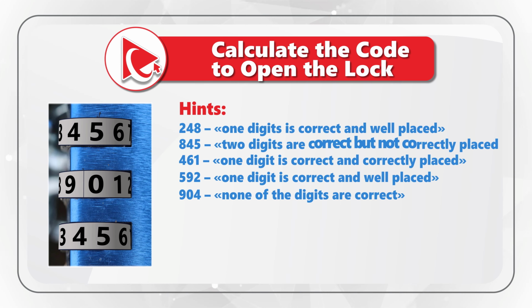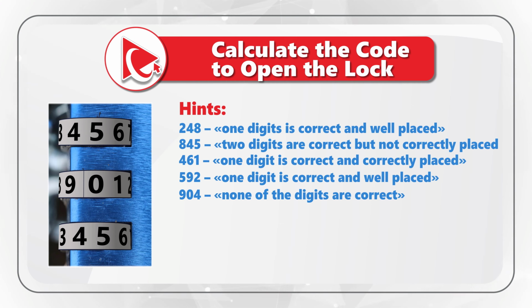In the digits 8, 4, 5, two digits are correct but not correctly placed. In the digits 4, 6, 1, only one digit is correct and it is correctly placed. In the digits 5, 9, 2, only one digit is correct and it is well placed. And last but not least, in the digits 9, 0, 4, none of the digits are correct.